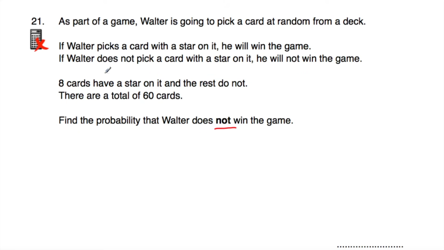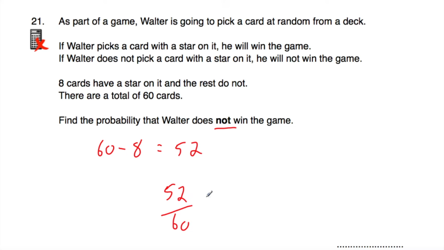So let's find out how many cards do not have stars on them. So the 60 cards altogether, and 8 of them have stars. So if we do 60 take away 8, that's equal to 52. So that means that 52 cards do not have a star on it. Now, if we want to find the probability that he doesn't win the game, we just need to find the probability that the card that he picks does not have a star on it. So that'll be 52 out of 60. So 52 60ths. So that's the probability that Walter does not win the game, 52 60ths.